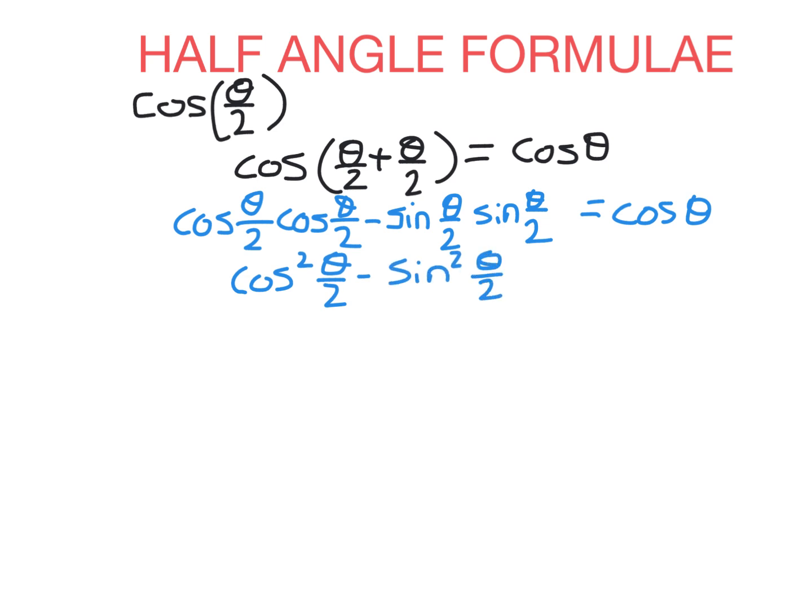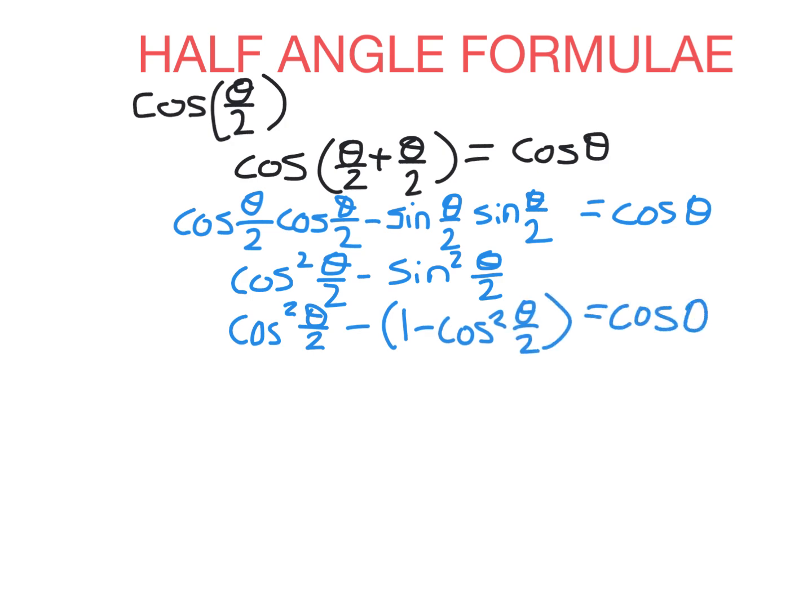Now I'm going to use the Pythagorean identity. Because sine squared alpha plus cos squared alpha always equals 1, I can write this as 1 minus cos squared, in this case alpha is theta on 2. So what that means is I can expand these brackets now, and then I just get this line here.